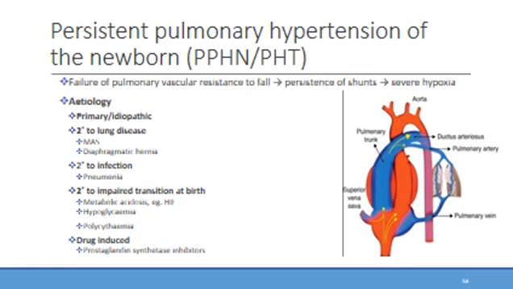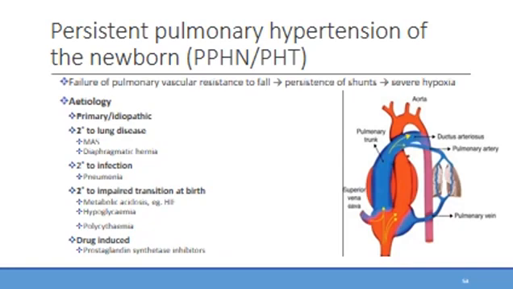Under the etiology, there are some primary and then secondary causes. The primary or idiopathic group, there may be primary muscular hypertrophy and can account for about 20% of cases. More commonly, it may be seen secondary to lung disease. Some of the most common conditions would be meconium aspiration syndrome, severe respiratory distress syndrome, or chronic lung disease. It is also a well-known factor in diaphragmatic hernia due to lung hypoplasia.